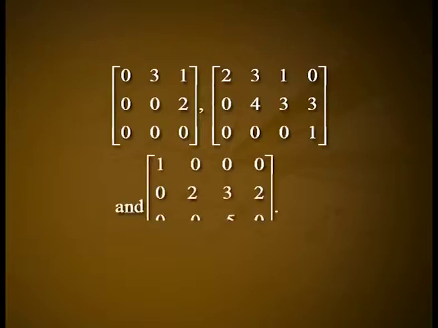Example 6. The following three matrices are in row echelon form. Matrix [0 3 1; 0 0 2; 0 0 0], matrix [2 3 1 0; 0 4 3 3; 0 0 0 1] and matrix [1 0 0 0; 0 2 3 2; 0 0 5 0; 0 0 0 7]. But the matrix [0 3 1; 0 0 2; 3 0 0] is not in the row echelon form.